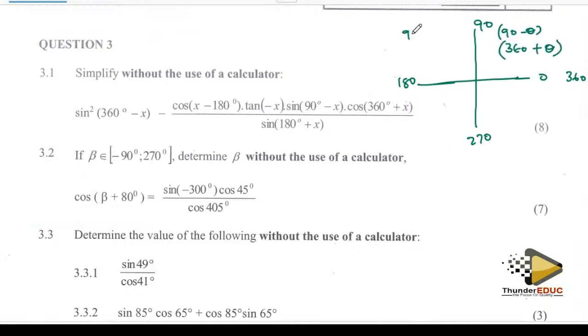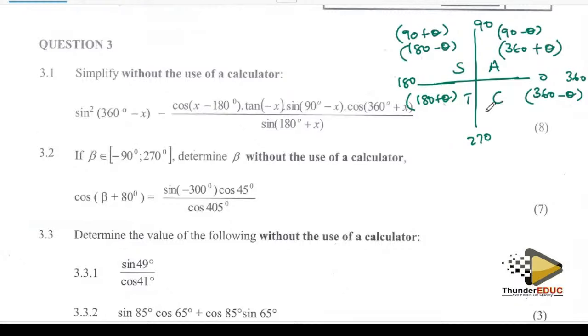Then this is 90 plus theta, or sometimes we call it 180 minus theta. This quadrant is 180 plus theta. And then this quadrant is known as 360 minus theta. Remember that in the trig ratios here, all are positive. It's only the sine, only the tan, and only the cos.